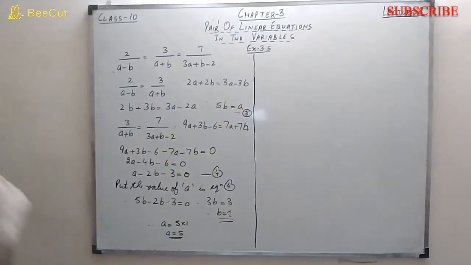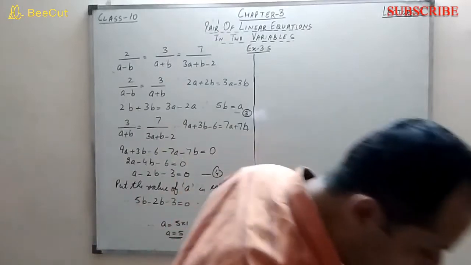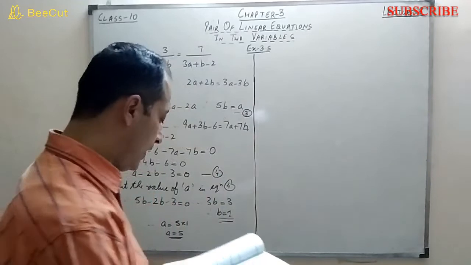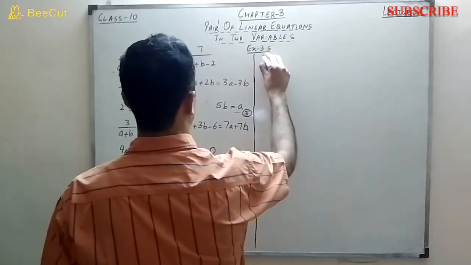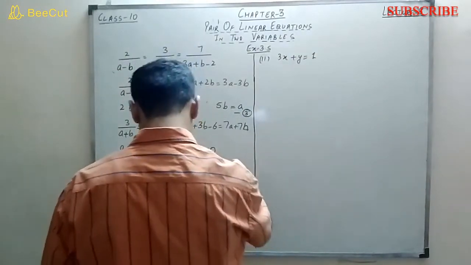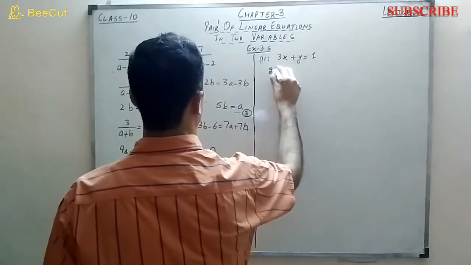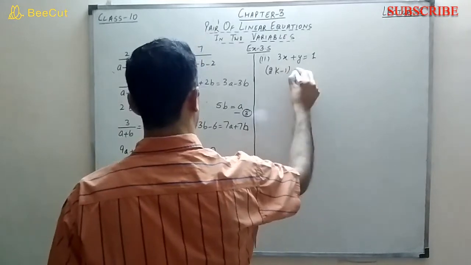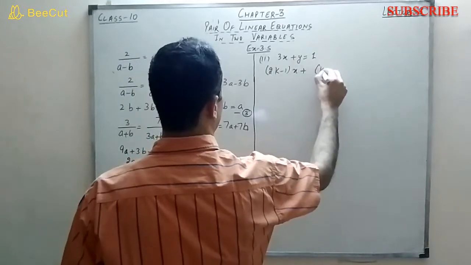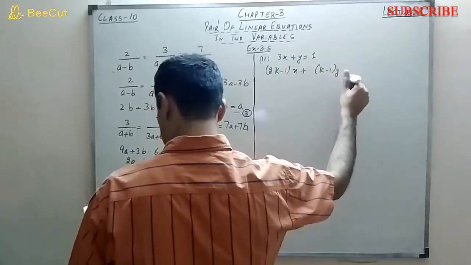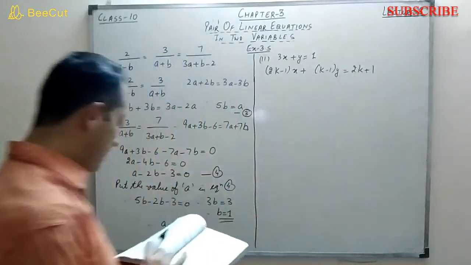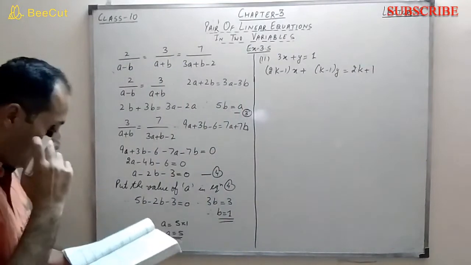Now let's go to the second part of this question. The second part is given as, let's write the equations first. It is given as 3x plus y equals to 1, and the second equation is given as 2k minus 1 x plus k minus 1 y equals to 2k plus 1. Right? So this is what I have got.